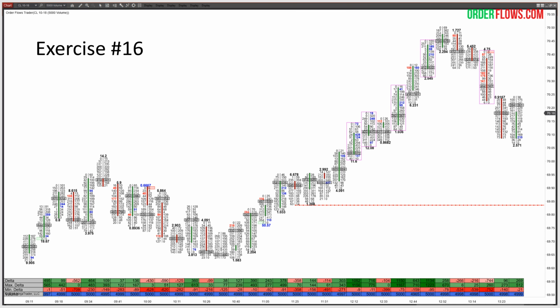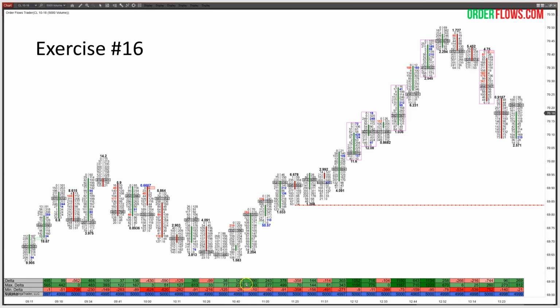All right, let's take a look here and give you a second to gather your thoughts. Okay, this is a 5,000 volume crude oil chart. And what do you see? You see this sideways action, but watch the delta, minus 99, plus 38, plus 127, plus 390. Market's going sideways, delta's getting stronger in the sense of aggressive buying, 38, 127, 390, preceding this nice move up from the 69.80 area all the way up to the 70.50 area.